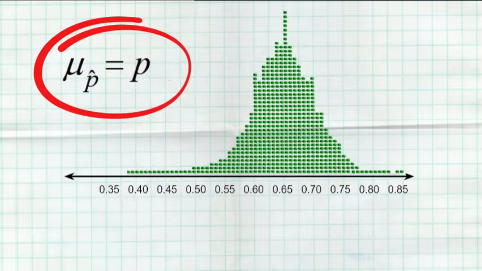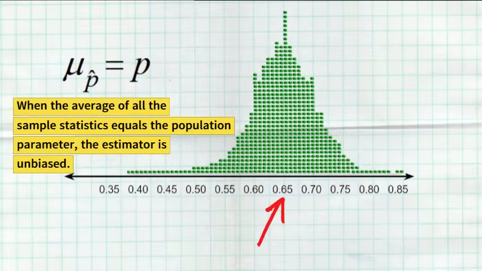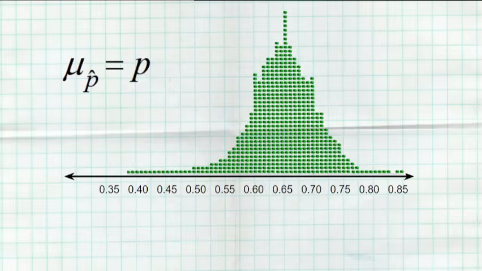Now, notice it's about 65%, 0.65, right smack dab in the middle. When this occurs, we have what we call sample statistics that are unbiased estimators. If all the samples are pointing us to the truth, they must be unbiased. If the center wasn't 0.65, then the sample estimate would be biased.